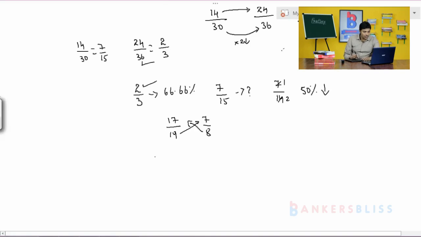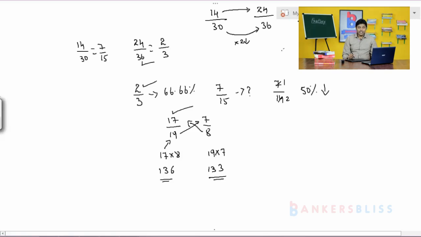You cross multiply, so you are going to get 17 into 8 here, and 19 into 7. Among these two you calculate. 17 into 8: 7 eights are 56, 5 carry over, 8 ones are 8, 8 plus 5, 13. Next, 19 into 7: 7 nines are 63, 6 carry over, 7 ones are 7, 7 plus 6, 13. See, 133 and 136. Which is the highest one? 136 is the highest one. 136 represents which fraction? 17/19. So, 17/19 is the greater one compared to 7/8.